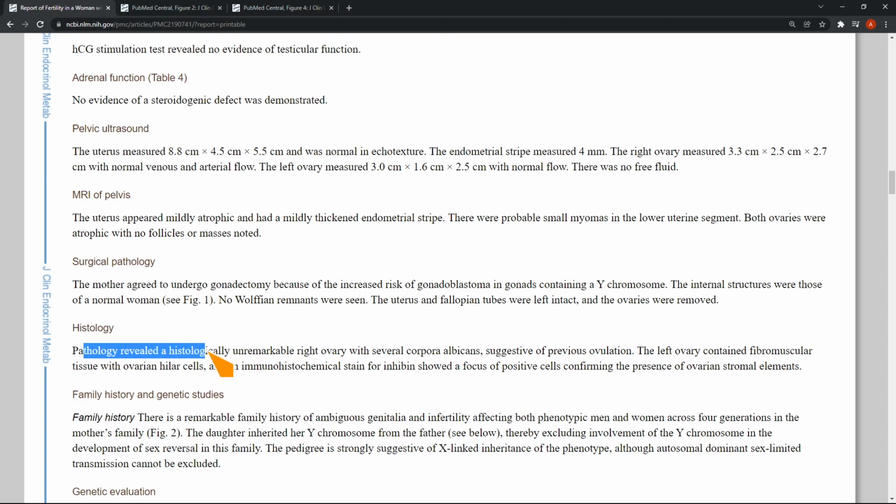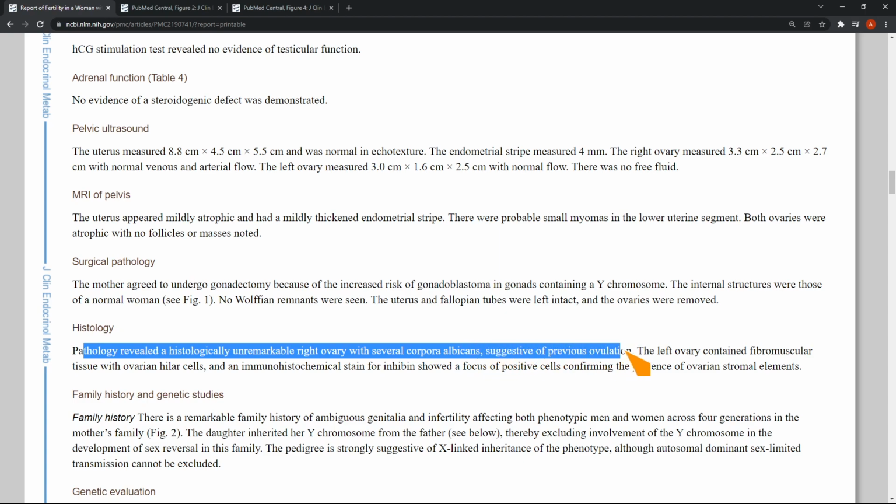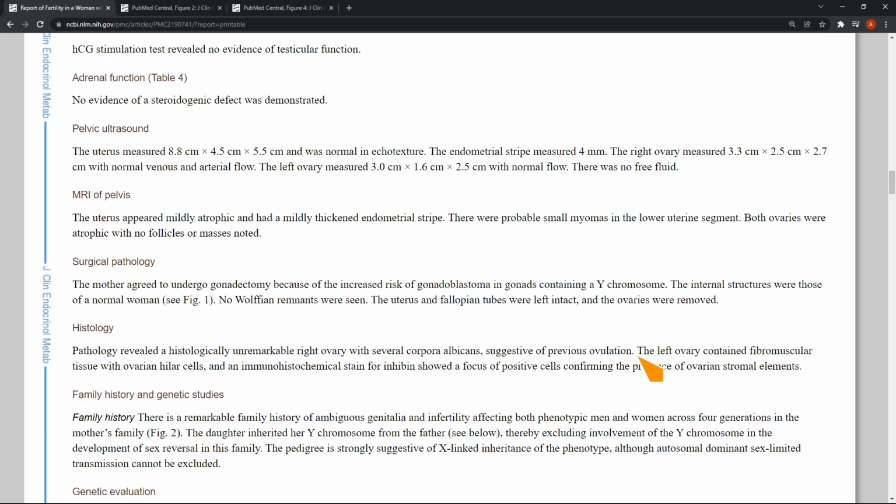Pathology revealed a histologically unremarkable right ovary with several corpora albicans. This means whitening of the flesh, suggestive of previous ovulation. This is just what is expected to happen. When the tissue is left there, it tends to get attacked by the immune system, white blood cells, and that turns it white.